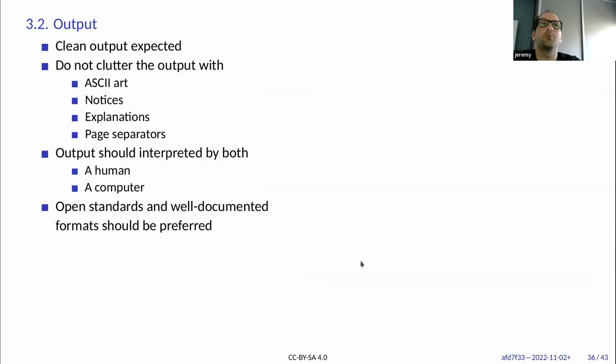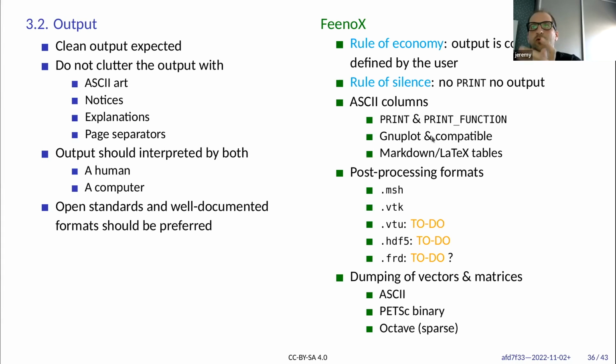The output, clean output expected. Do not clutter the output with ASCII. These are the requirements of this fictitious standard, and the output should be interpretable by both a human or a computer. Well, we've been through this. We can play well with gnuplot. We can play well with matplotlib. We can play well with Gmsh, with ParaView, whatever.